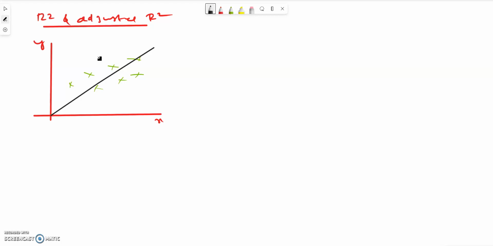Here what I'm trying to do is predict the values of y based on the values of x, right? So this is how we can plot a simple regression line. Now these green points represent the data points, and the black line here is our predicted regression line.